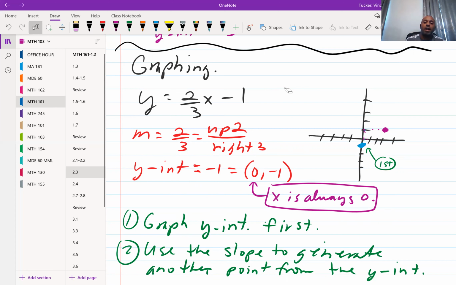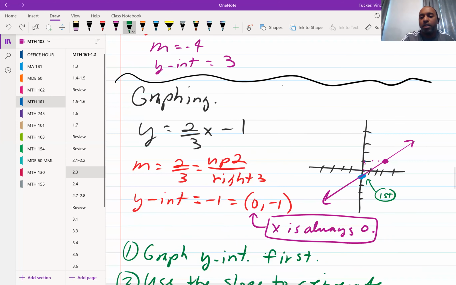Then from the y-intercept, notice that we don't go to the origin, because up 2, right 3 is not a point. Those are directions. I know people have done it in the past, so I'm trying to cut it off at the pass before anybody does it. You go to your y-intercept and go up 2, right 3. So you generate a point from the y-intercept, and that's that purple point right there. Once you have those two points, you have your line.